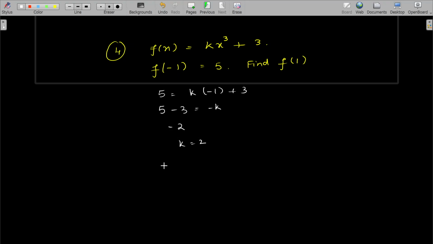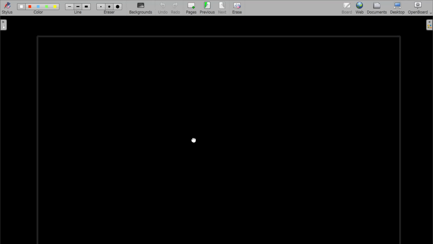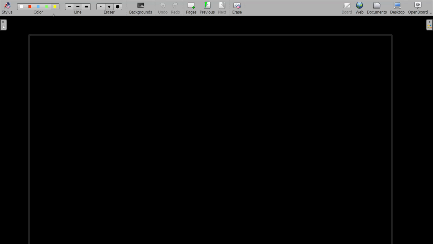K will be 2. Then f of 1 will be equal to 2 times 1 plus 3. Yeah, so 5 is correct. Okay, so the next question type, Anishka, is specifically based on linear functions, okay? And this is asked a lot on SAT math. So some data will be given to you, x values and f of x, like the input and output, will be given to you.